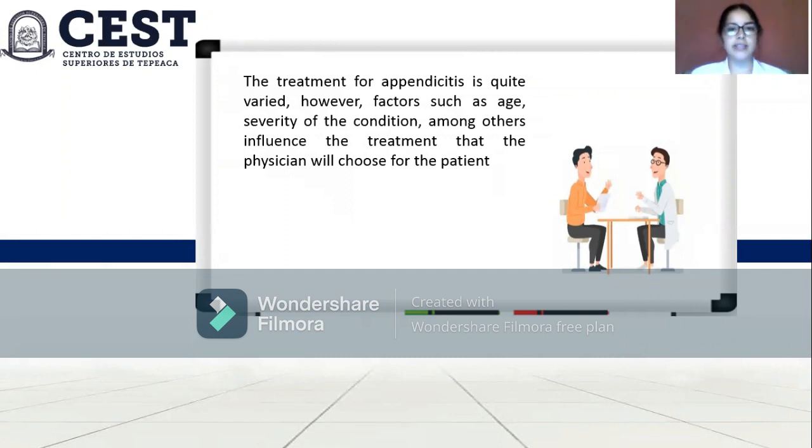The treatment for appendicitis is quite varied. However, factors such as age, severity of the condition, among others, influence the treatment that the physician will choose for the patient.